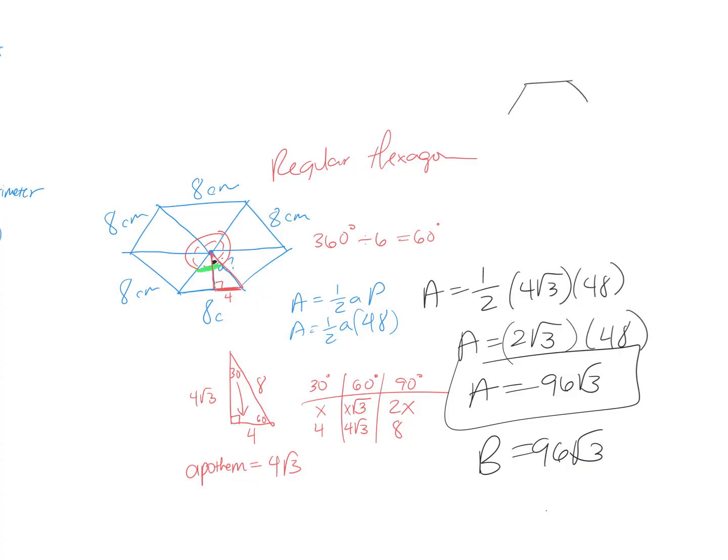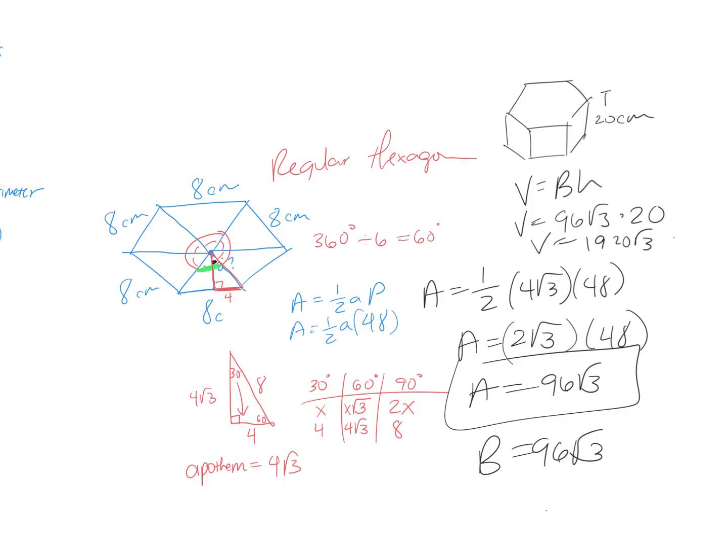Now, if this is the base of a prism, we would go back to the prism. So let's say we had our hexagonal prism, and let's say the height was 20 centimeters. We would do V equals capital B times H. V equals 96 square root of 3 times 20. So 96 times 20 is 1,920 square root of 3 centimeters cubed. I left it in terms of square root of 3, but you could also multiply the square root of 3 out and then you would have to round.